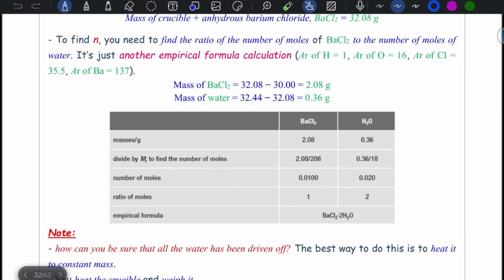Now, let's try the empirical formula. 2.08 and 0.36, divide by Mr of each one. Mr of barium chloride is 208, Mr of water is 18, which gives 0.01 to 0.02. Divide by the smallest to get the whole number ratio, which gives 1 to 2. So barium chloride dot 2 water. You found now the number of water.